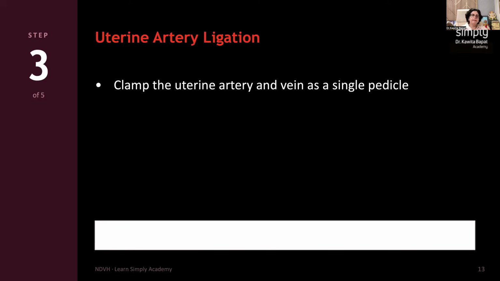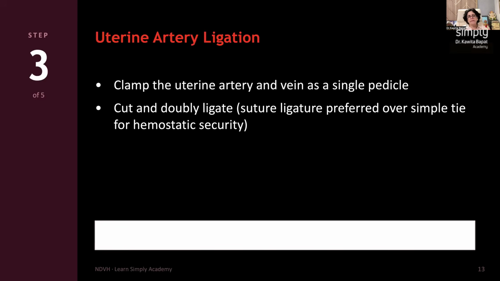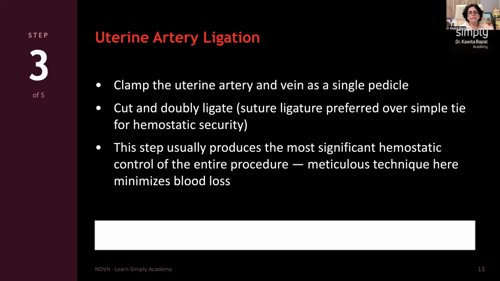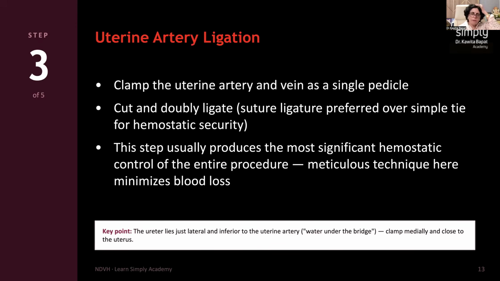Step 3 is uterine artery ligation. Clamp the uterine artery and vein as a single pedicle. Cut and doubly ligate, suture ligation preferred over a simple tie for hemostatic security. This step usually produces the most significant hemostatic control of the entire procedure. Meticulous technique here minimizes blood loss. Key point: the ureter lies lateral to the inferior part of the uterine artery, so clamp medially, close to the uterus.